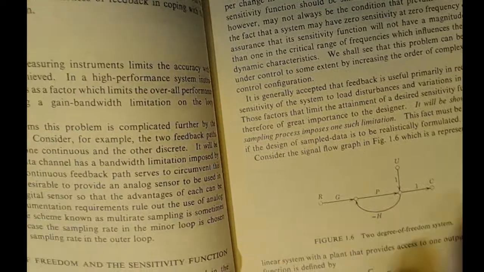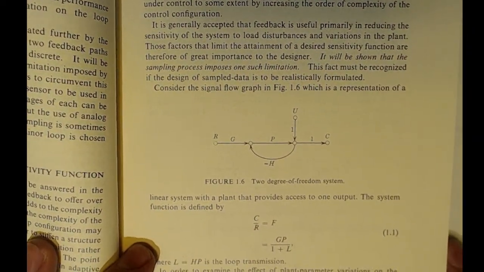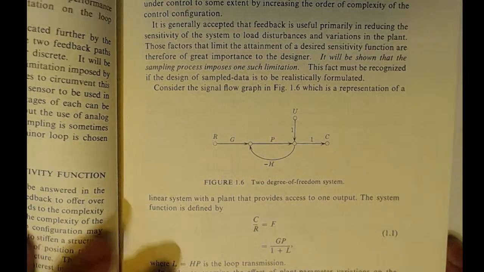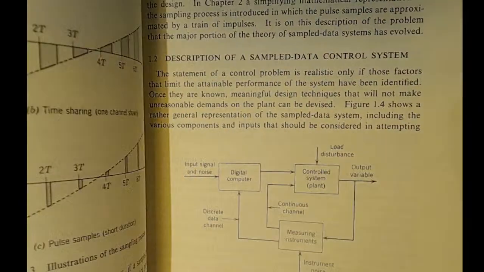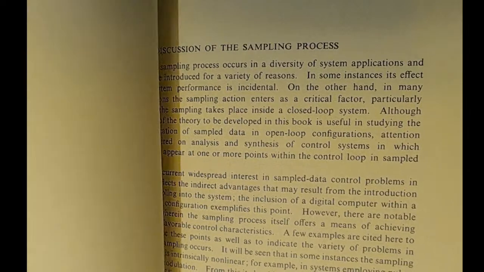I don't understand what this graph is supposed to be. They just say consider the signal flow graph. This is the first time they use the term signal flow graph, for starters. So they assume we already know what that is.